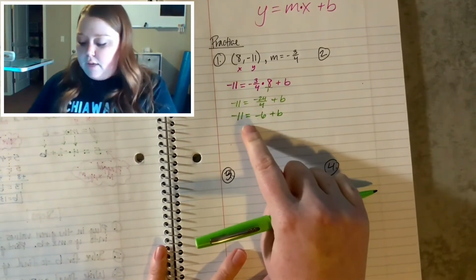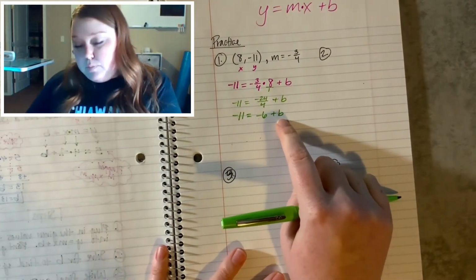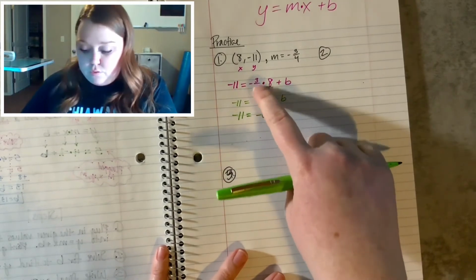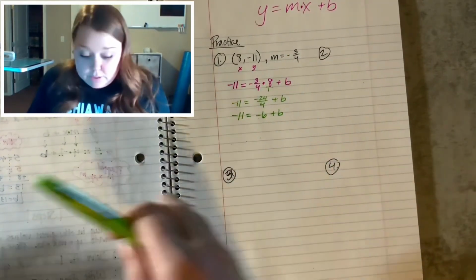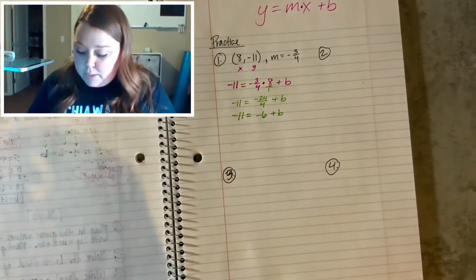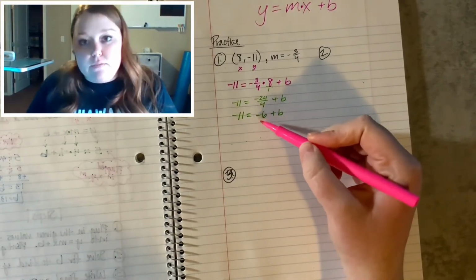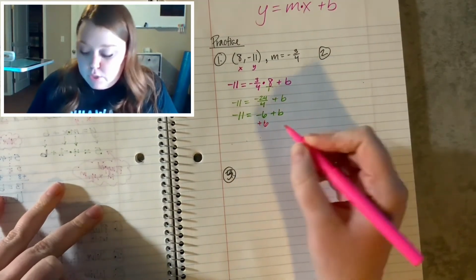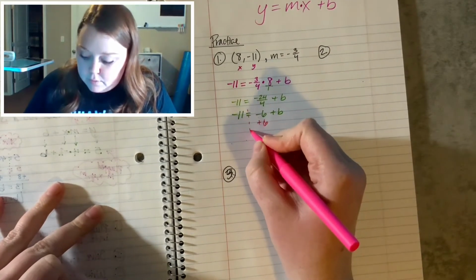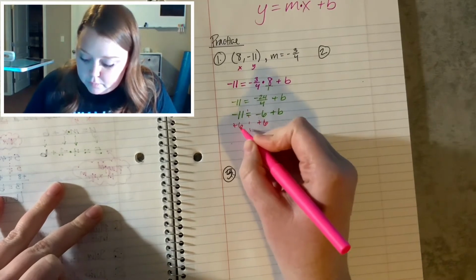So I have negative 11 equals negative 6 plus b. Okay, so negative 3/4 times 8 is negative 6. All right, now I still got to get b by itself. So what do I do? Well, I got to cancel out this negative 6 somehow. Well, I do the opposite. I add a 6. Whatever I do to one side, I have to do to the other.